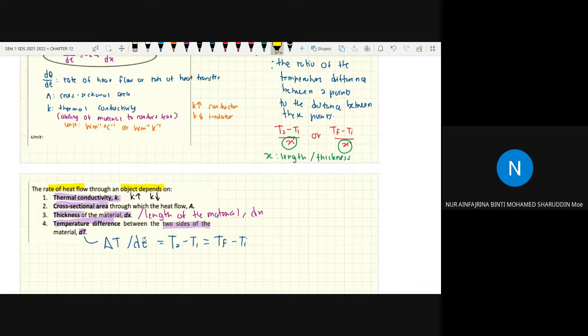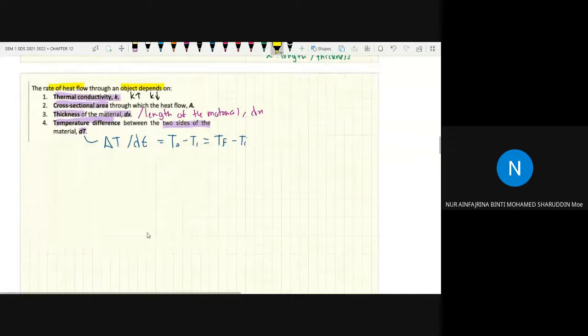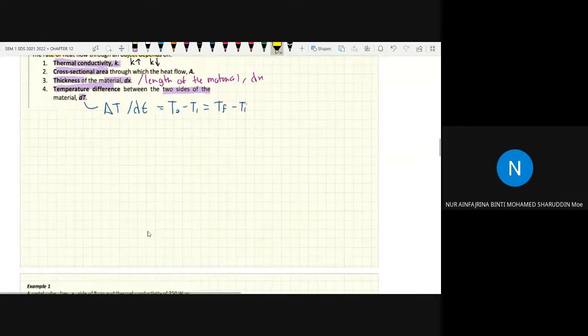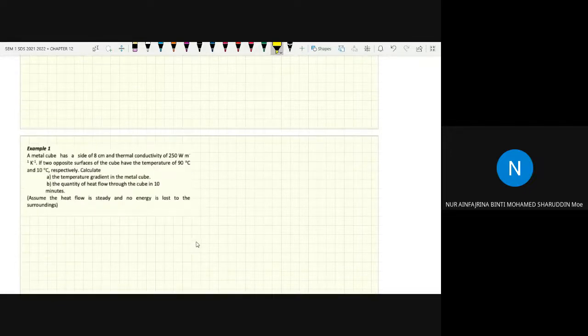Okay, next we will do example 1. May I proceed to example 1? It's not that important, you just copy. Okay, so example 1 says, a metal cube has a side of 8 cm. So for example, this is your metal cube.